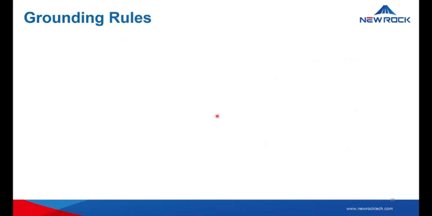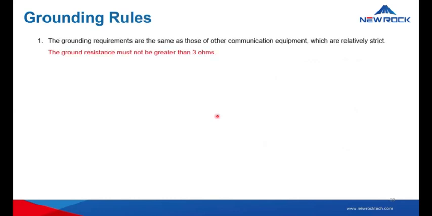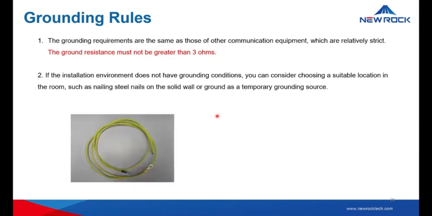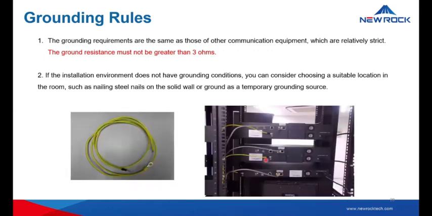The grounding rule is generally the same for all communication equipment: the ground resistance must not be greater than 3 ohms. And if the installation environment does not have grounding conditions, you can consider choosing a suitable location in the room. You can drive a steel nail into a solid wall as a temporary grounding source. As you can see here, drive that to the grounding system.